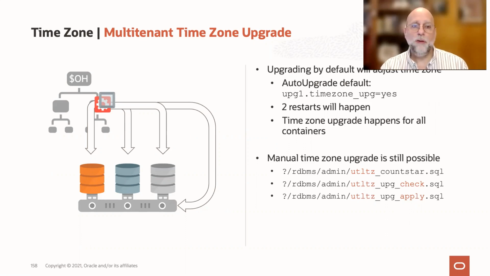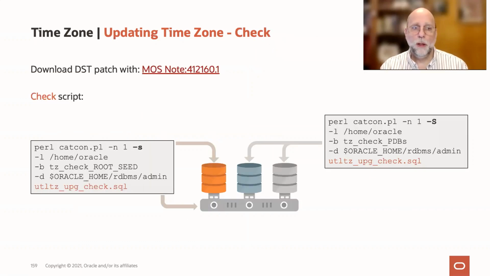Now, if instead you say time zone upgrade equals no, you can still go in and manually update the time zone for each PDB later using the usual scripts: the ones to count the number of time zone columns in your database, the ones that check whether a time zone upgrade is needed or possible, and then the ones that will apply the changes. If you want to run this with catcon, you might want to get the latest patch from the usual MOS note, and then check with catcon using that utltz_upg_check script.